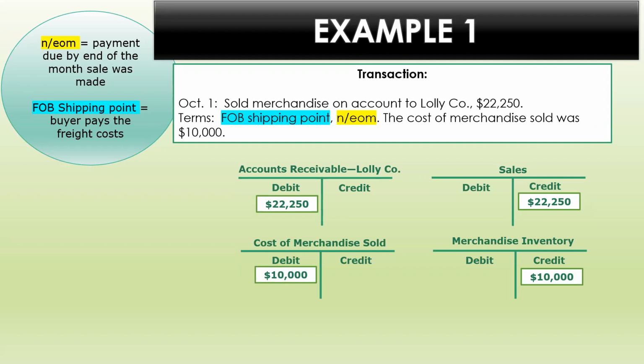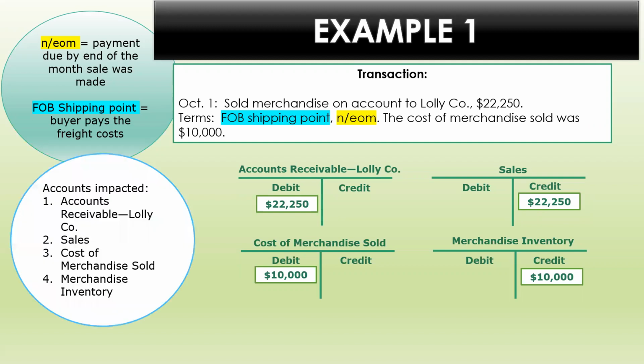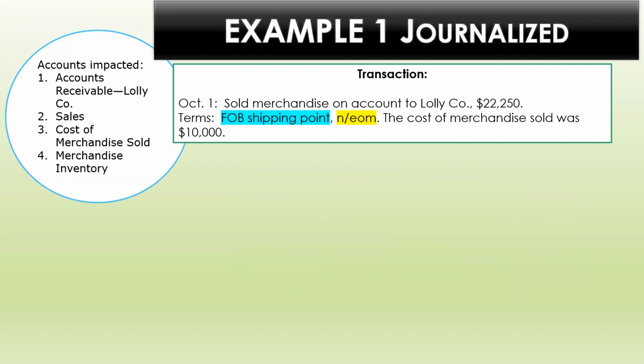Remember that net end of month means the payment is due by the end of the month that the sale was made, and the freight on board shipping point means that the buyer pays the freight costs. This transaction will involve the following 4 accounts: accounts receivable, Raleigh Company, sales, cost of merchandise sold, and the merchandise inventory. This is what it looks like journalized.